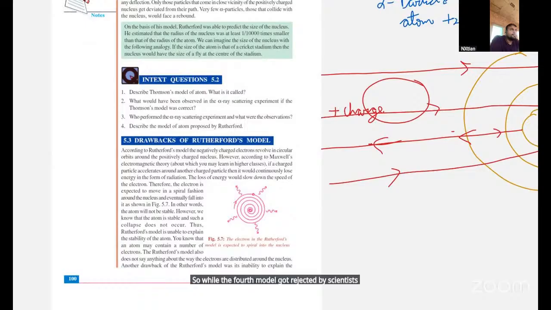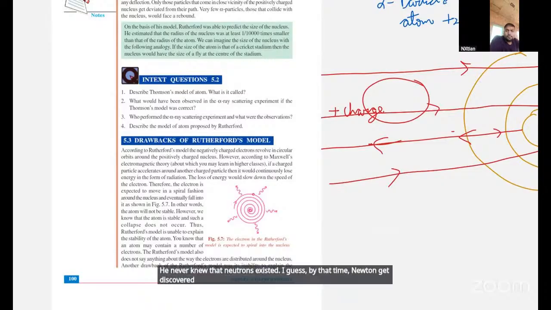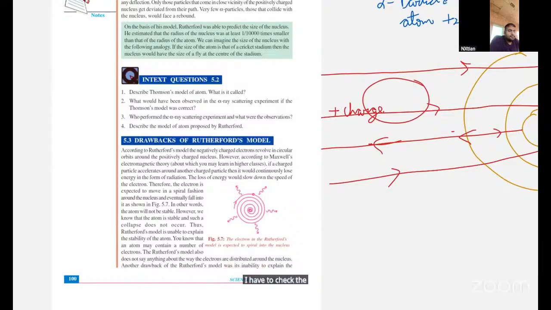Yeah. So, can I say why, sir? Yeah, I'm asking from you only. Yes. Because he never knew that neutrons existed. He never knew that neutrons existed. I guess by that time the neutron had been discovered also. I have to check the timeline. Yeah.